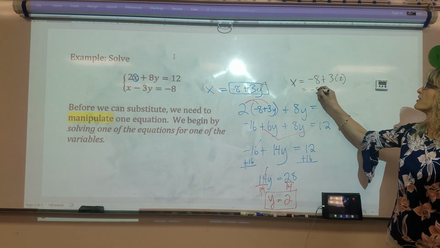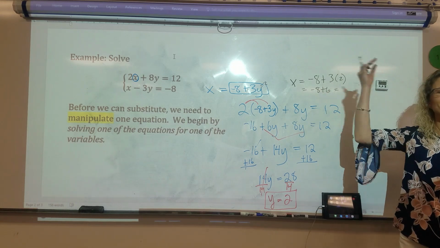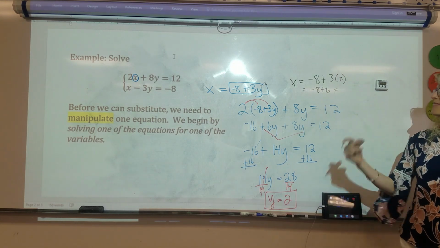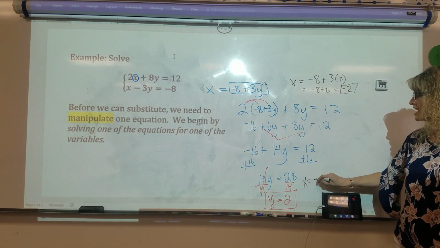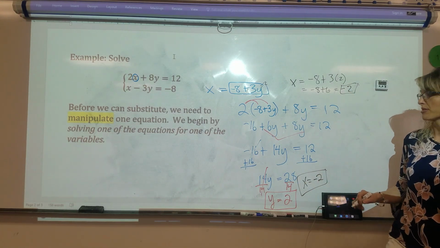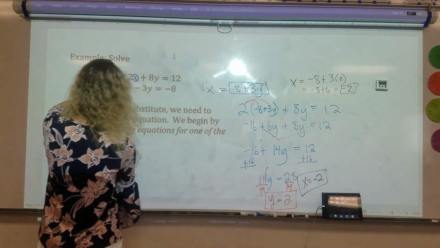And I get negative 8 plus 6. Mentally, what is it? Negative 2. Good. So x equals negative 2. Now we should do a check step, just to make sure. Did we do it right?